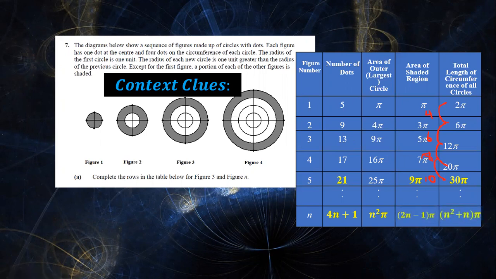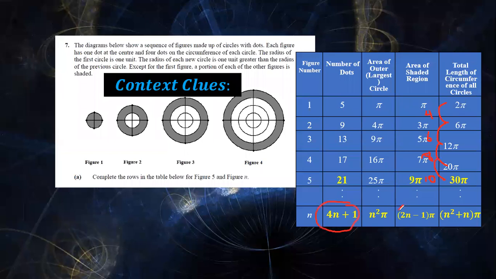Okay, so a good way to figure this out is look at the pattern coming down. Those are the context clues. Look at the pattern coming down. If the pattern is a regular pattern like 4, 4, 4 or 2, 2, 2 or whatever, it's going to be a linear equation.